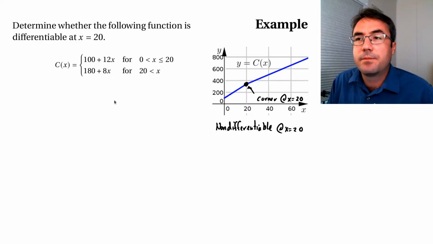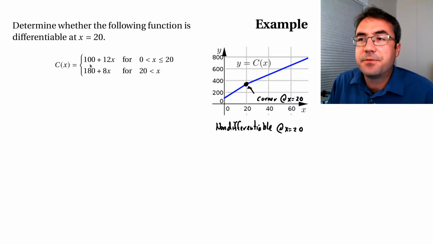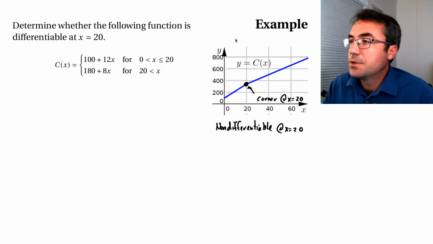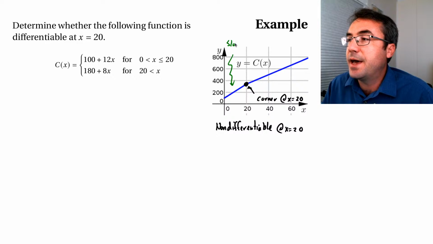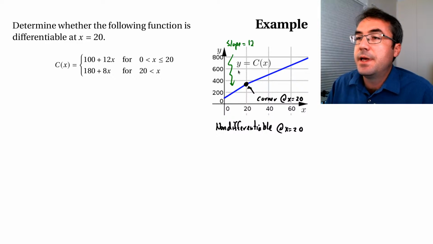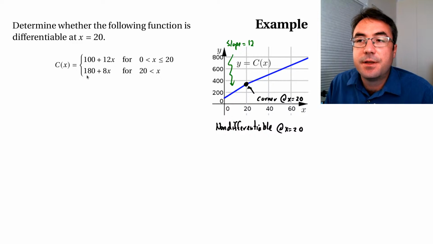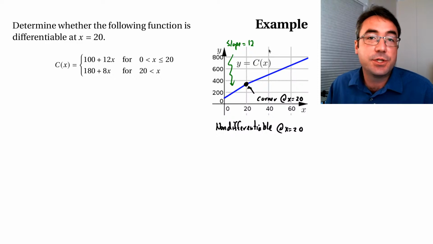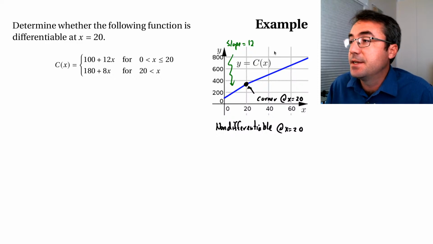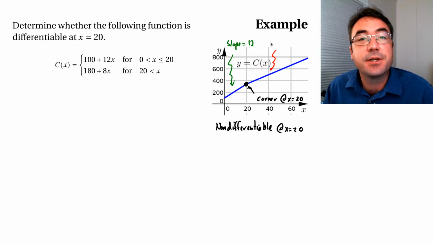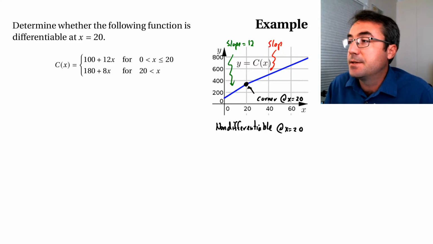Just a little bit more reasoning. If we look at the first piece of our function, 100 plus 12x, that's just a line, and the slope of that line is 12. So this left piece from 0 to 20 has a slope of 12. The right piece is defined as 180 plus 8x, also just a line, and the slope of that line is 8.